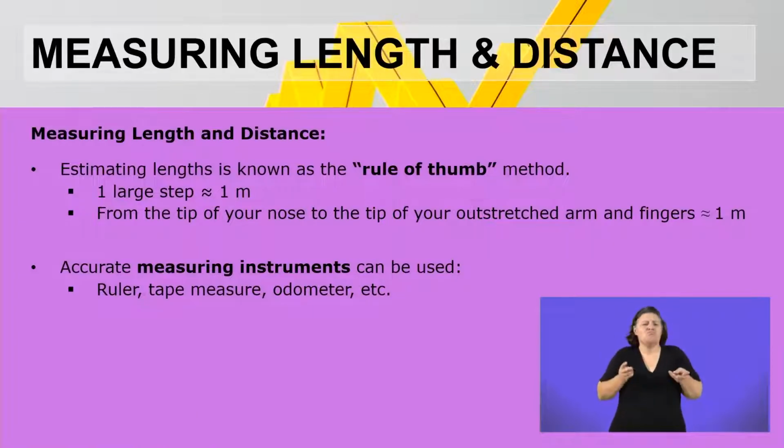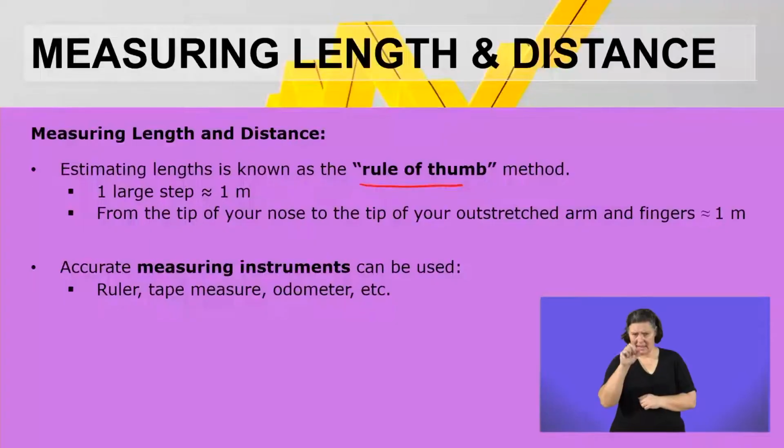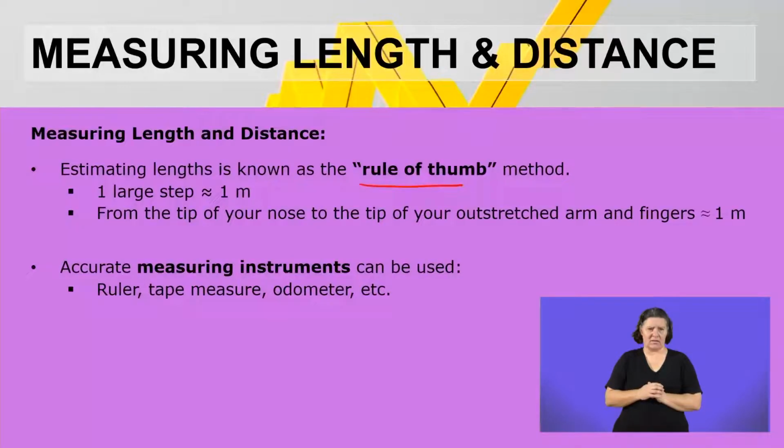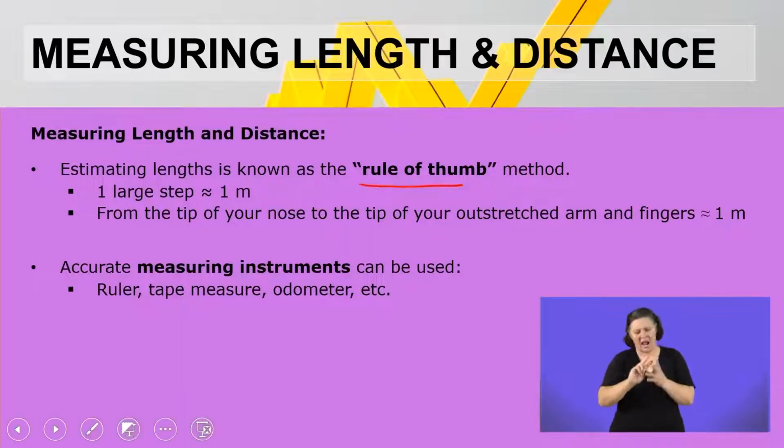Now, as a rule of thumb, we will estimate. So if I, for example, take one large step, I will say that is 1 meter. Or if I measure from the tip of my nose to the outstretch of my arm, that is also seen as 1 meter. Then we, of course, have accurate measuring instruments that we can use, for example a ruler, measuring tape, odometer, and so forth.